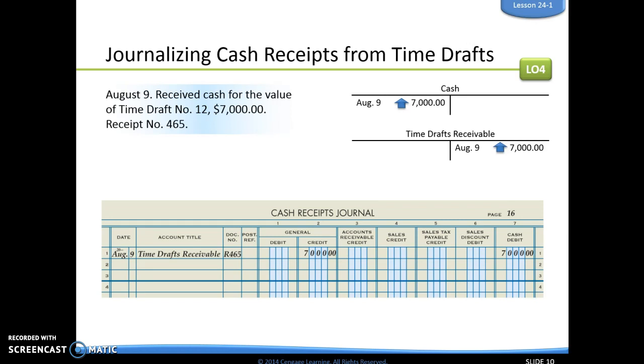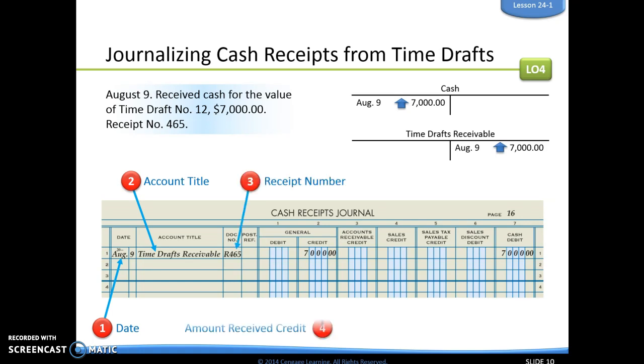We're receiving cash, so that's going to go into our cash receipts journal. We have our date. We have our credit to our time drafts receivable. We have a receipt number, and then our debit to cash.